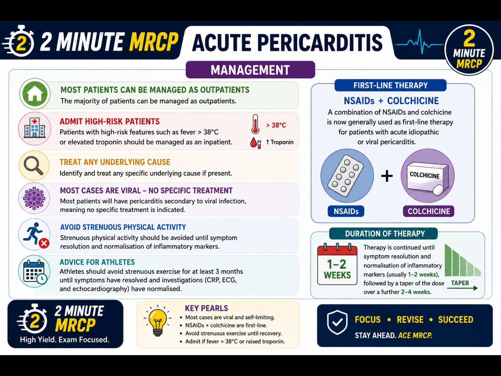First-line treatment is a combination of NSAIDs and colchicine. Treatment is usually continued until symptoms resolve and inflammatory markers return to normal, typically within 1 to 2 weeks, followed by gradual dose reduction over the next 2 to 4 weeks.